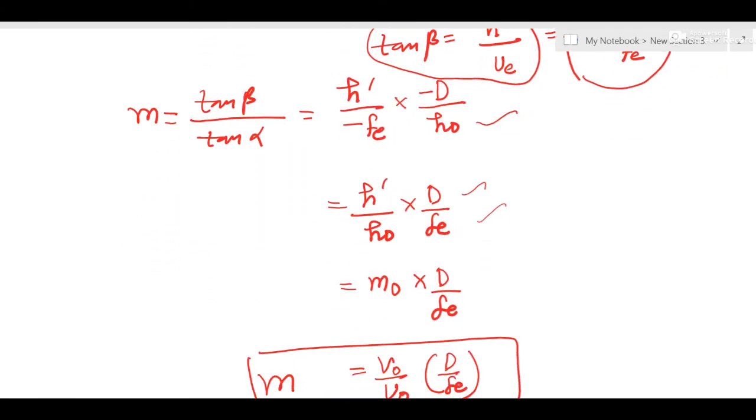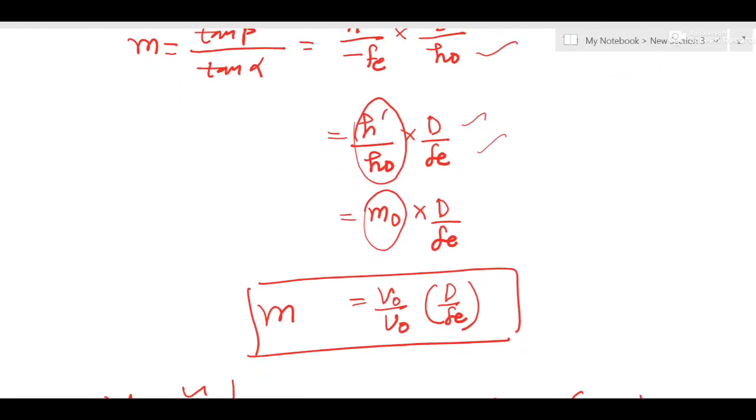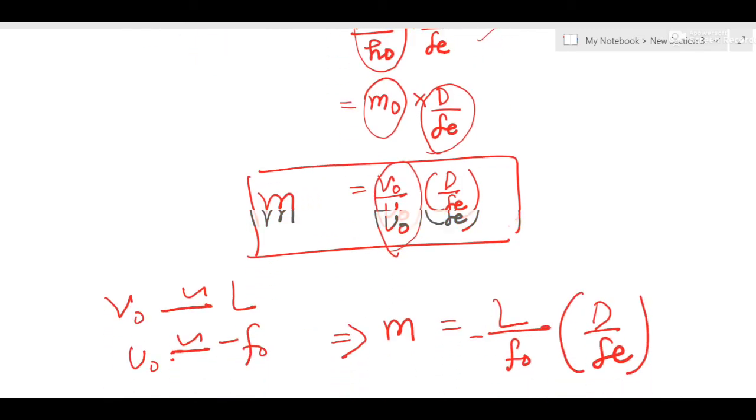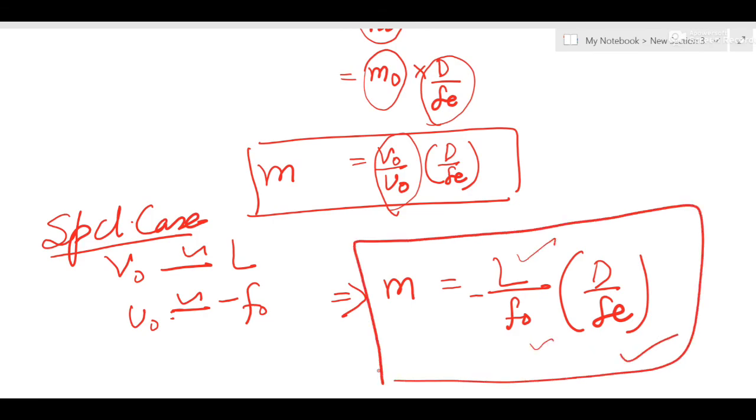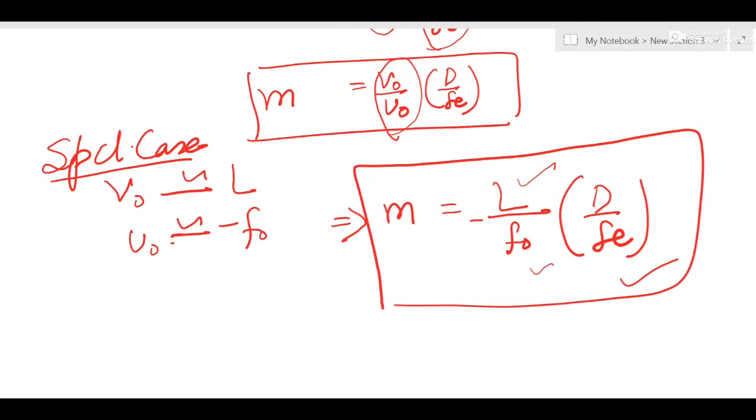Now again it is height of image by height of object. So it is again magnification by the objective lens, and this is d by fe. This is v naught by f naught. Again you will have to put the special case. Okay, so when we put the case, it is L by minus f naught into this. So this is the magnification in the second case. Both the cases are important, and thank you.